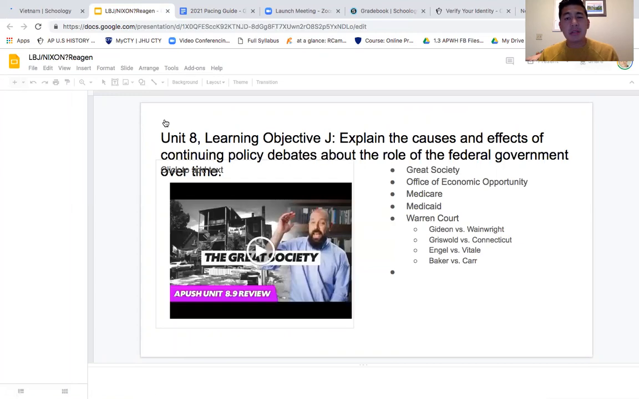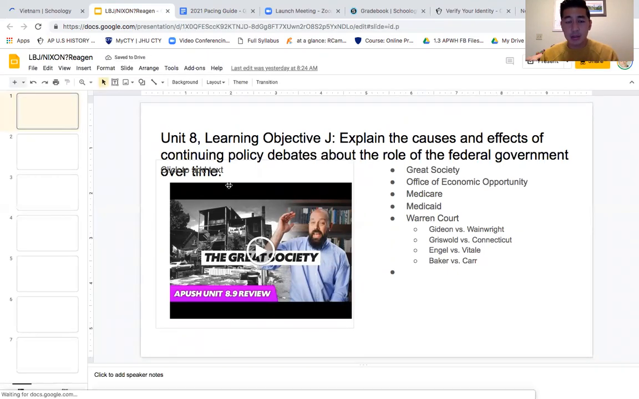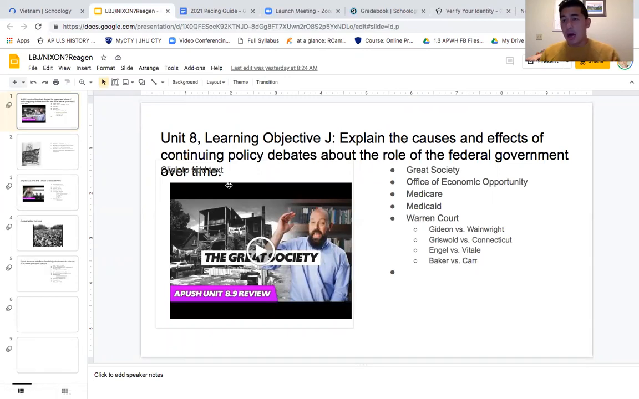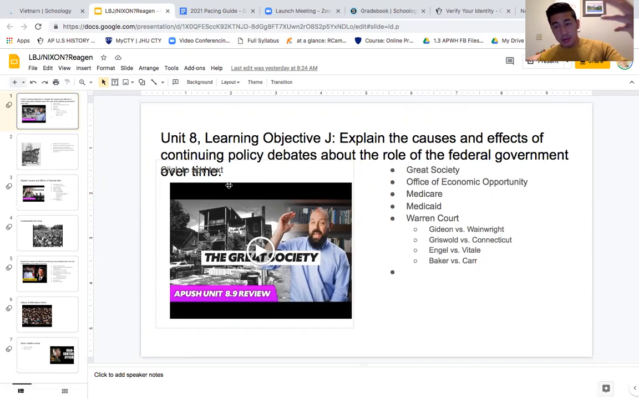We went over Lyndon B. Johnson's Great Society. We have two goals for today. The first goal is to explain the causes and effects of continuing policy debates about the role of the federal government over time. So our goal today is that you should be able to compare and contrast Lyndon B. Johnson's policies to Nixon's as well as Reagan's. How did they approach the federal government and its role in the lives of everyday Americans, right? So just be able to do that.